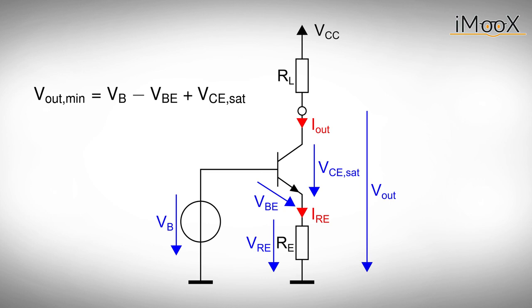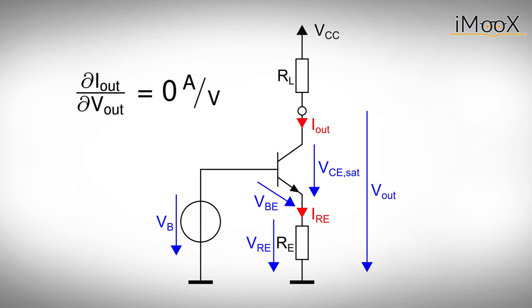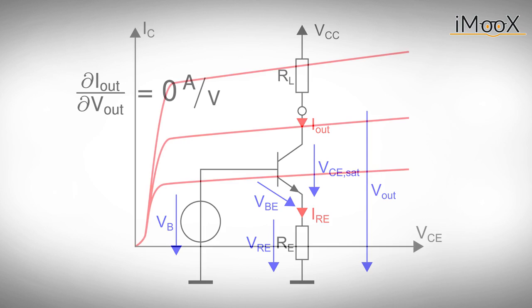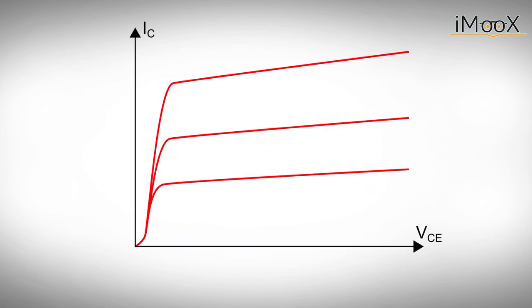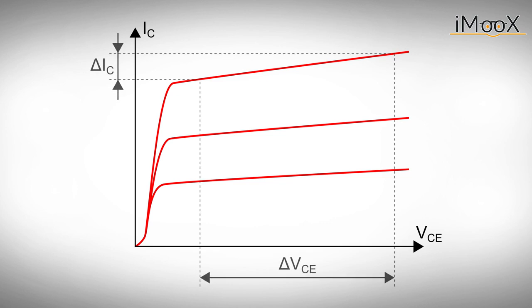Besides the minimum output voltage, another crucial quantity for our current source is output current stability. We could ask how much the output current changes when we manipulate the applied output voltage. Of course, we want this change to be as small as possible. Part of this change can be seen in the output characteristic of our bipolar transistor. If the collector-emitter voltage changes, so does the collector or output current. To circumvent this problem, we try to stabilize the collector-emitter voltage.